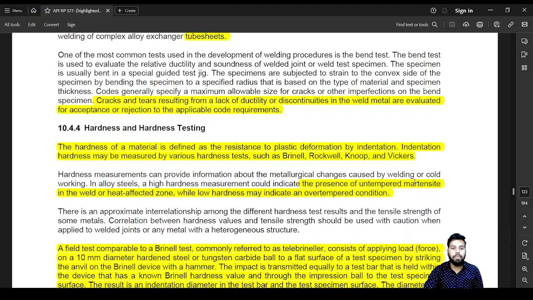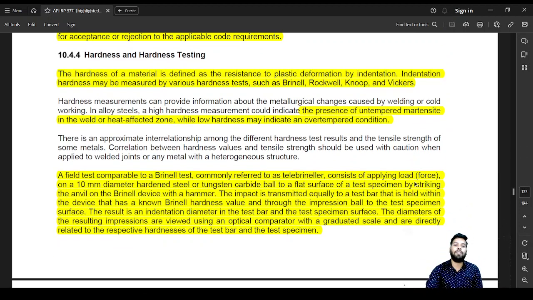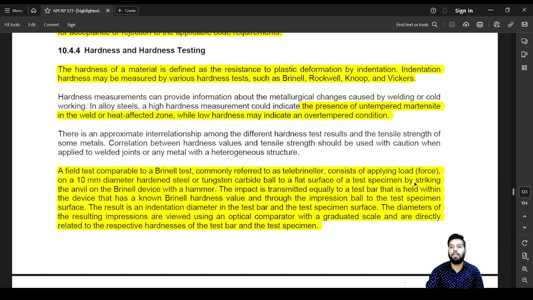Okay. Next is hardness. The hardness of the material can be defined by resistance to plastic deformation by indentation. Indentation hardness can be measured by various types of tests such as the Brinell hardness test, Rockwell hardness test, Knoop hardness test, Vickers hardness test. Knoop hardness test is also known as micro hardness test.